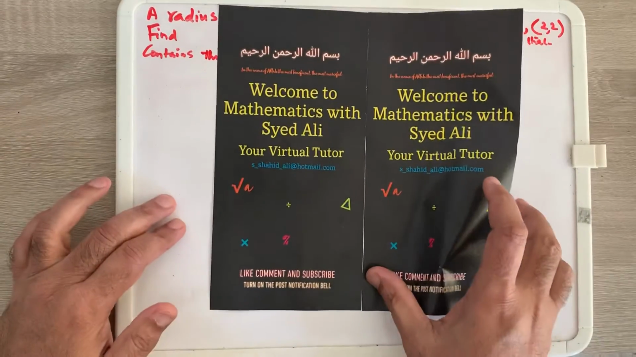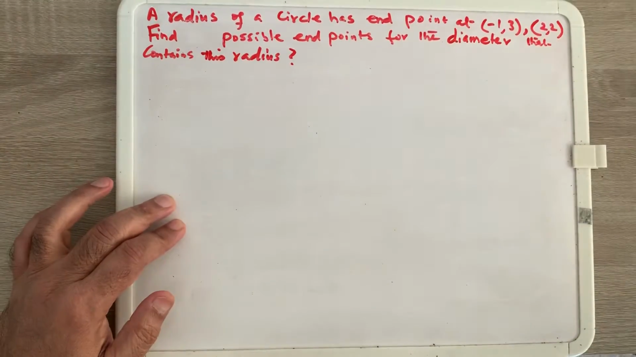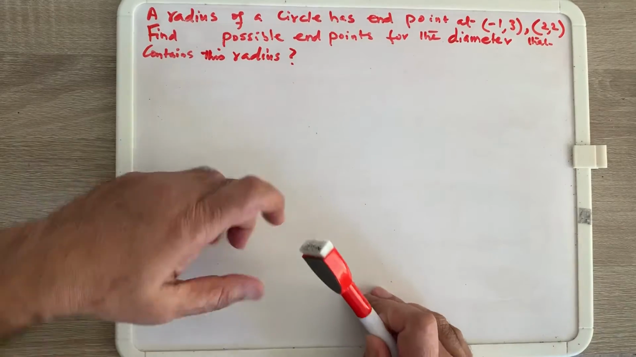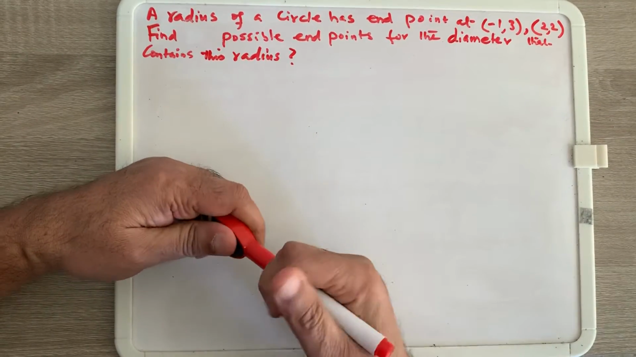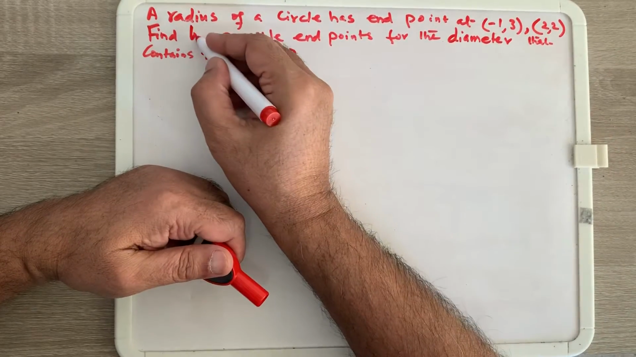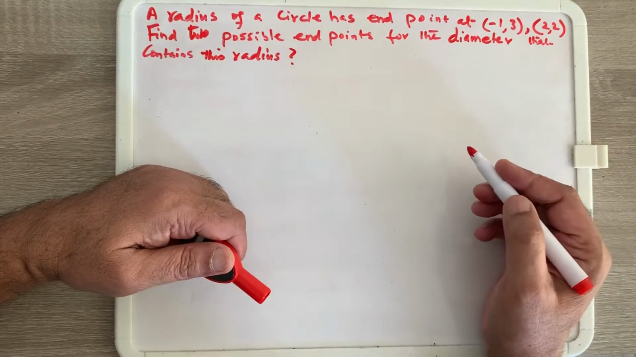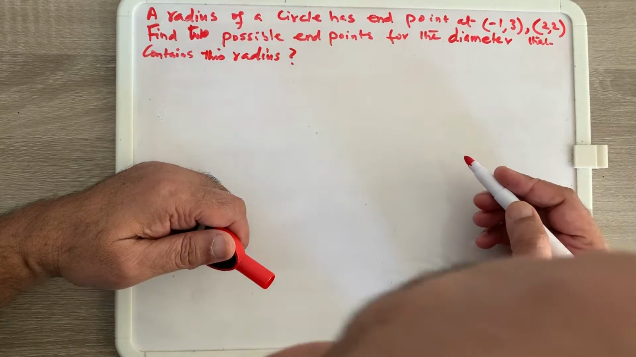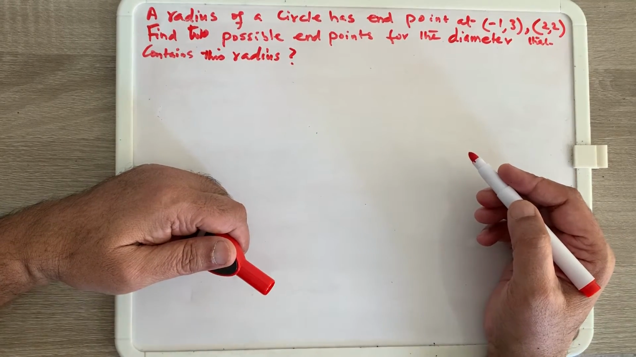Today we will be learning a word problem which says a radius of a circle has endpoints at (-1, 3) and (2, 2). Find two possible endpoints for the diameter that contains this radius.